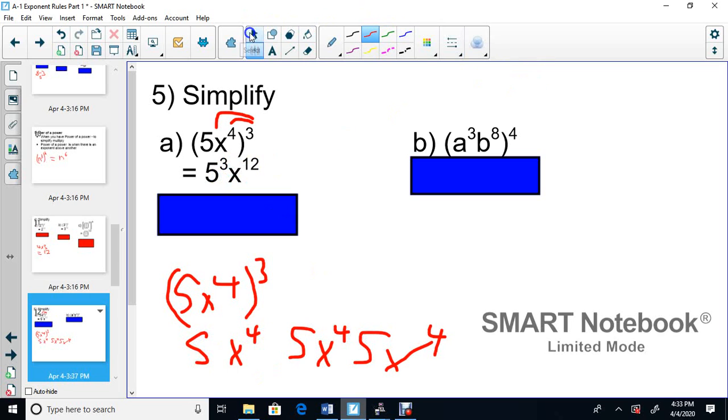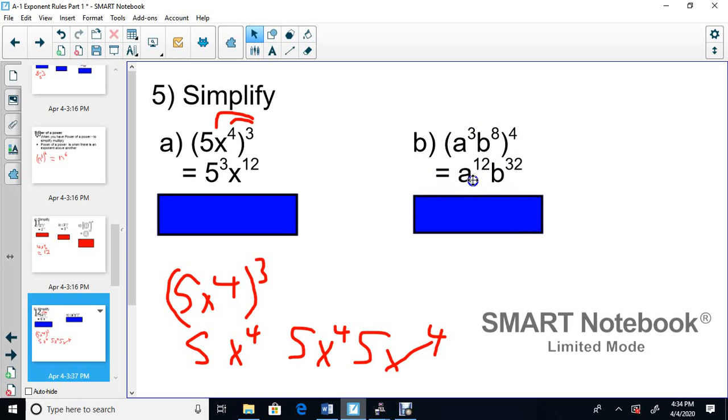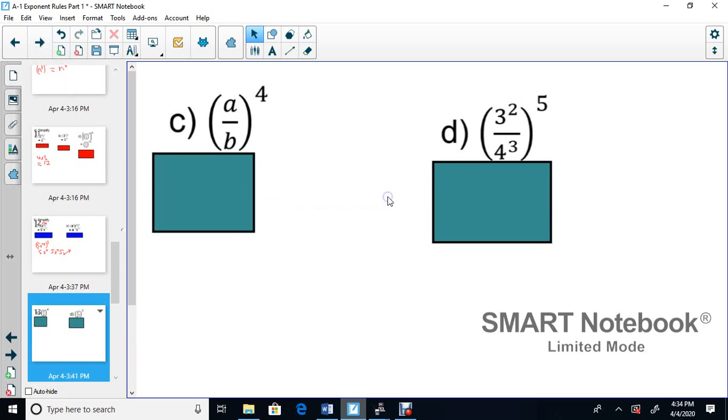Okay, let's look at the next one beside it here. So here you just multiply. 3 times 4 is 12. And then you go 8 times 4. So 8, 16, that's 32. So you get a to the 12, b to the 32. Again, they're multiplied. Okay, so you can use your calculator. Let's move on. Okay. Oh, we have some fractions.